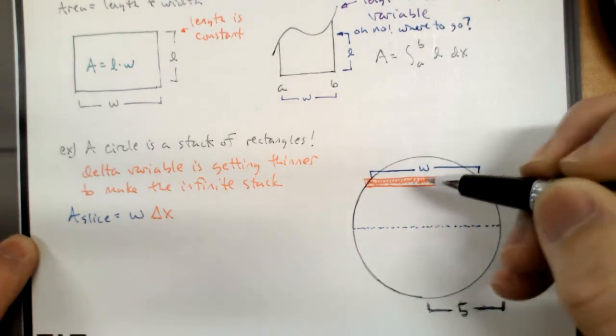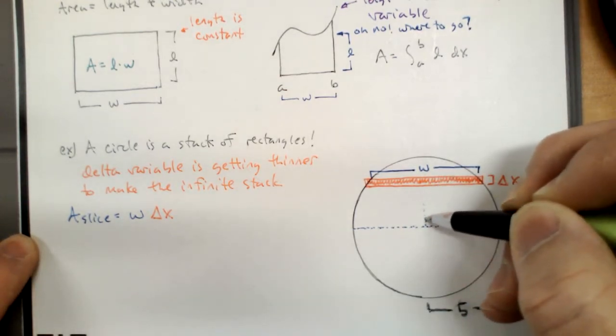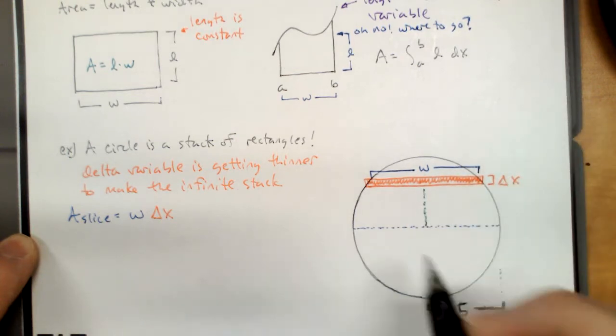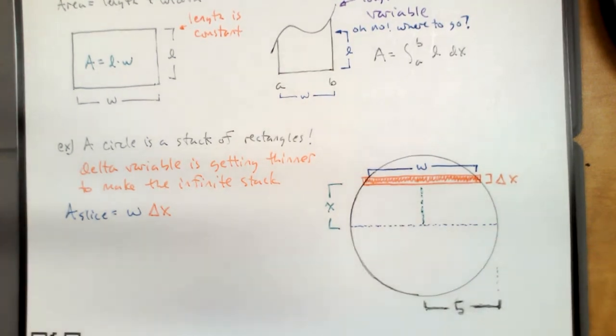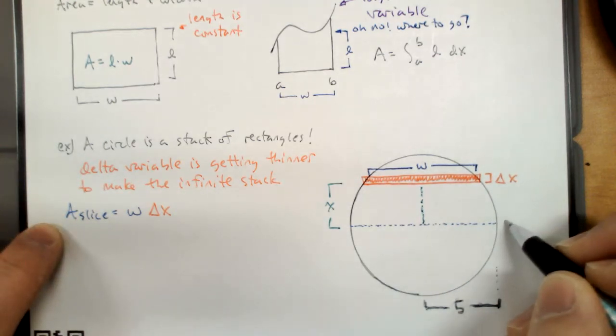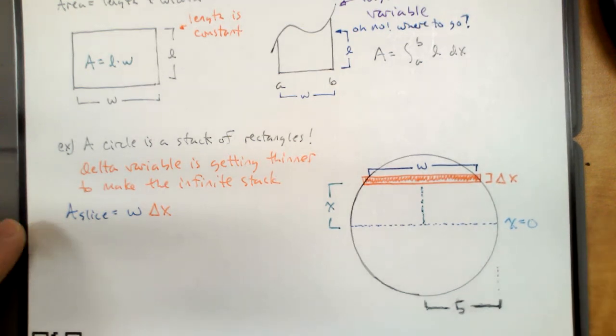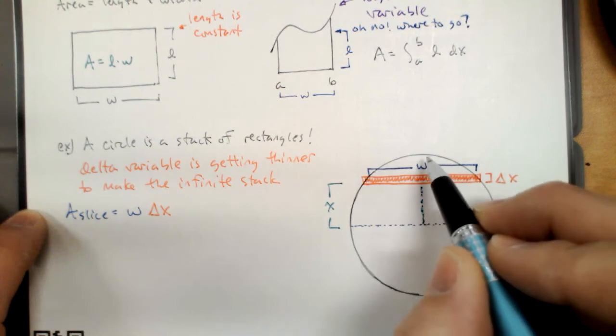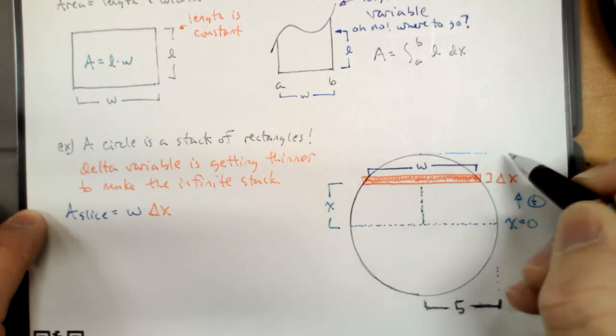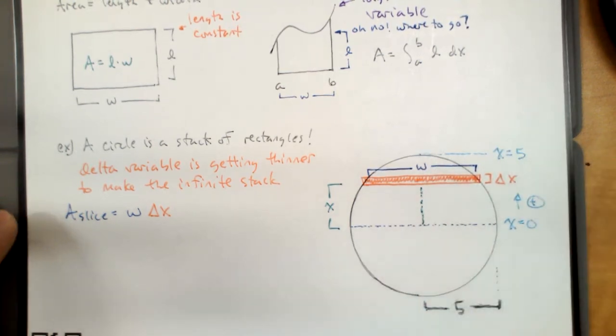One end is the slice, the other end is 0. So once I decide that x is the distance from the middle of the circle to the slice, we establish where x is equal to 0. So that means that x is equal to 0 here at the center of the circle. Furthermore, we put the slice in the positive direction. So up is positive. And that means that the top of the circle happens when x is equal to 5, since the radius of the circle is 5.